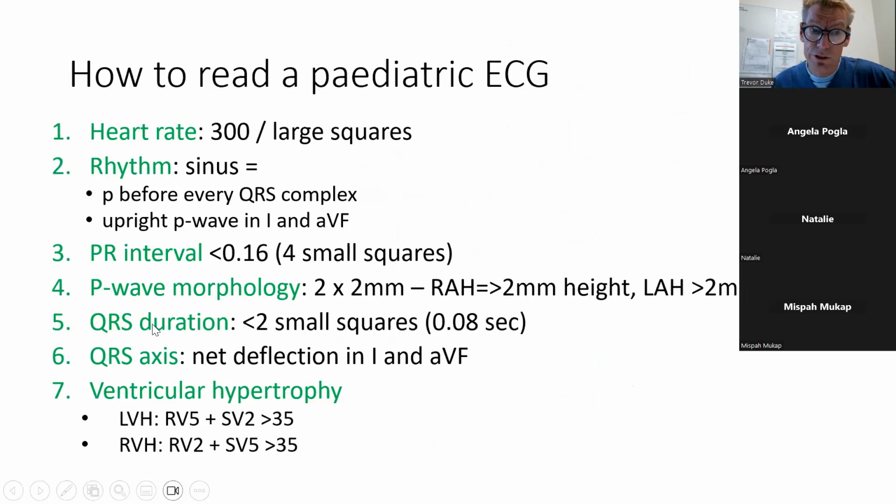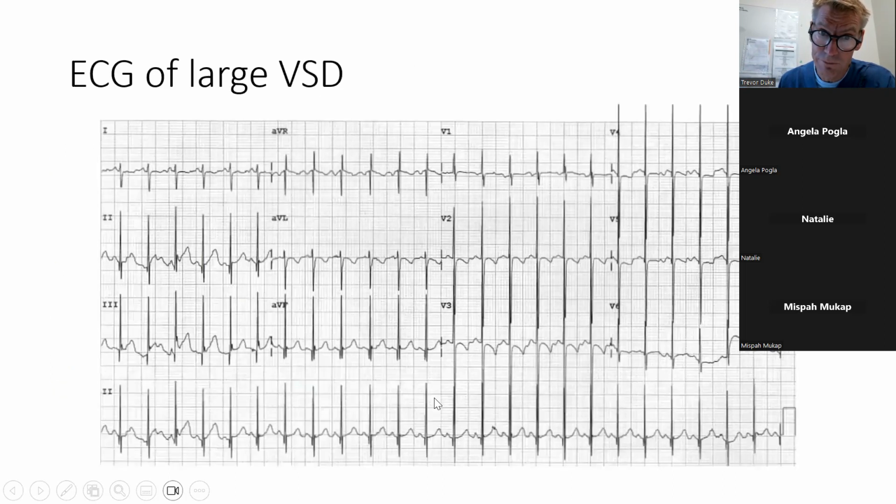So the QRS duration should be 2 small squares or less, right? The next thing to do is look at the QRS axis. That's a little bit harder to interpret, so I'll try to explain that in a minute, and we might do that with some ECGs. So far, we've looked at the heart rate, the rhythm, the PR interval, the P wave morphology, and the QRS duration. The last 2 things are the QRS axis and whether there's any evidence of ventricular hypertrophy.